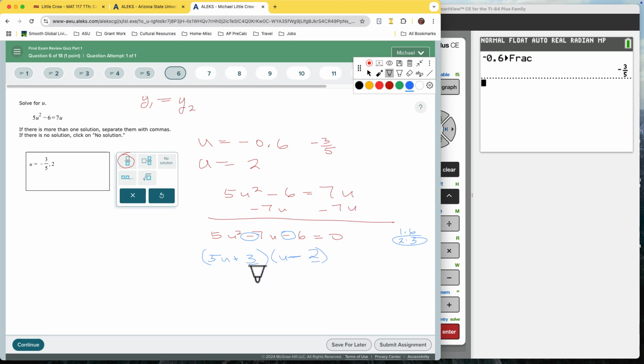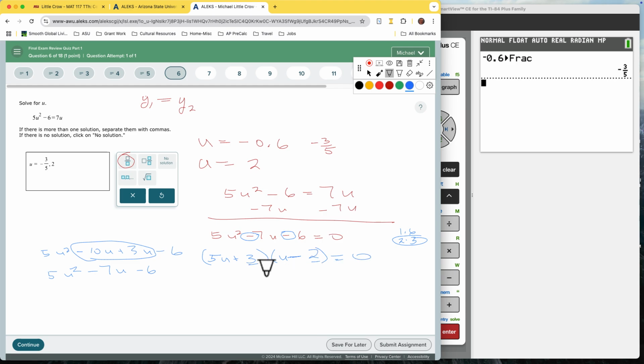And you could FOIL it back out, and you'll see you'll get 5u squared. 5u times -2 is -10u. 3 times u is plus 3u, and 3 times -2 is -6. Here we have in the middle our -7u, got our -6, and we have our 5u squared. We got back to where we started, so this is the correct factoring.